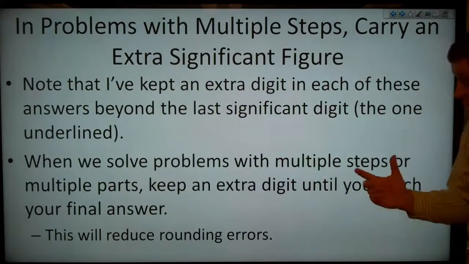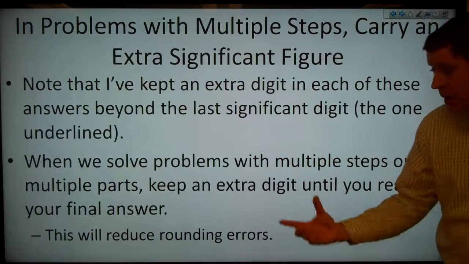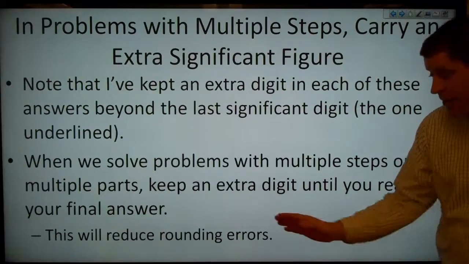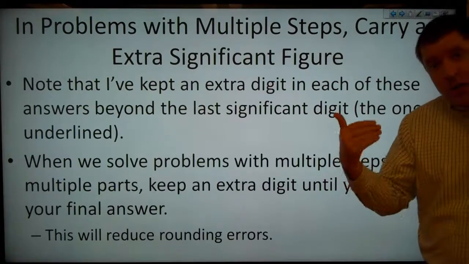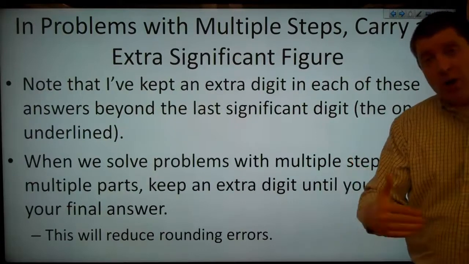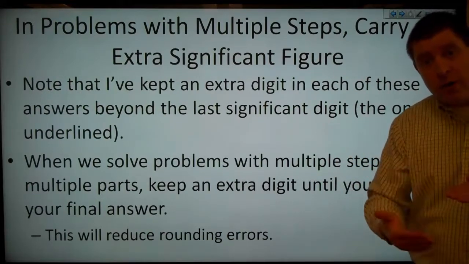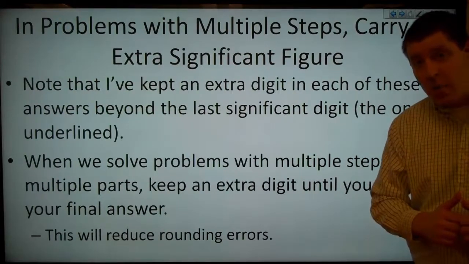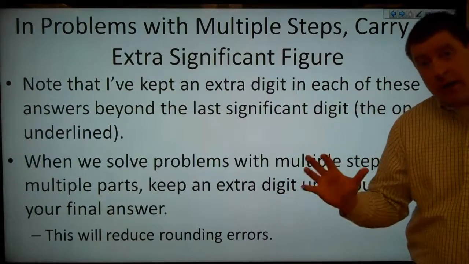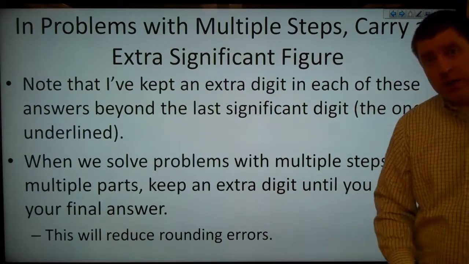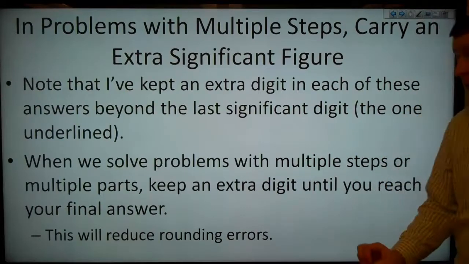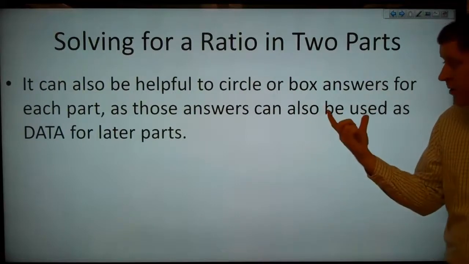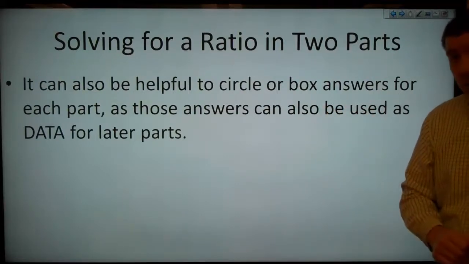And when we solve problems with multiple steps or multiple parts, it's often useful to keep an extra digit until you reach your final answer. And this will reduce rounding errors from rounding in each of your earlier parts, because if you're using the answer for one part to do the next one, and you've already rounded, now you're changing slightly your starting numbers that you're using in that second part. You still need to remember to go back and round your answers to the correct number of sig figs before you actually finish the problem, though. So it can also be helpful to circle or box the answers for each part, as those answers can also be used as data for later parts.